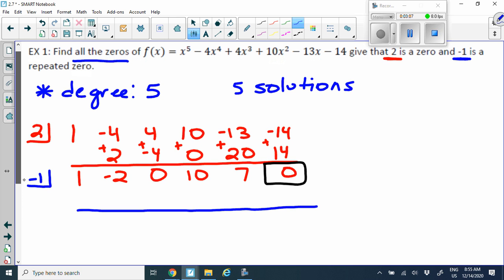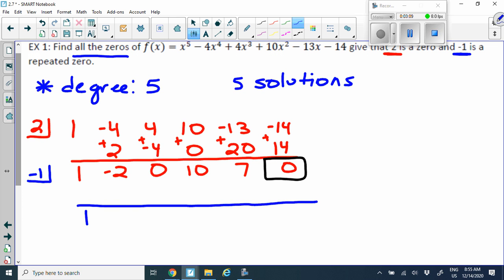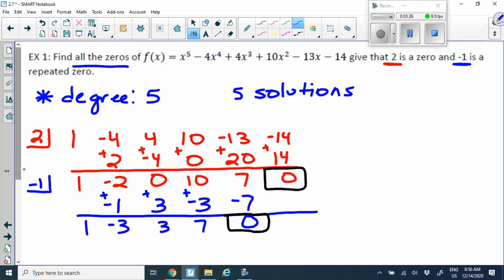Okay, so using this, I have 1. I multiply, I get -1, so I get -3. I get +3, and I get -3, so I get 7. I get -7, and I do get 0 as my remainder, so I did this correctly. Now we don't really see any more numbers in our wording, but notice it says -1 is a repeated zero. Now notice they only say it's a repeated zero. It doesn't tell us how many times it repeats.